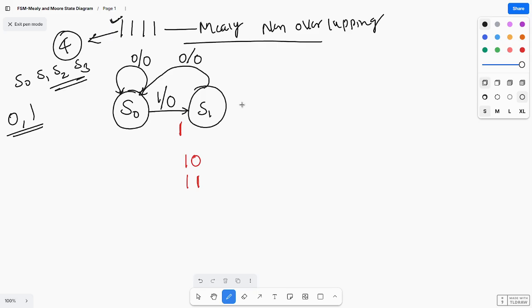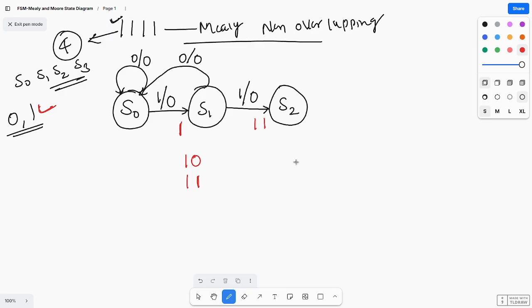If it is 1 1, I got the sequence. Now it will go to the next state. This is S2 and I didn't get the whole sequence. So input is 1 and output is 0. So here I got the sequence 1 1. So at S1 I checked 2 cases, that is 0 and 1.